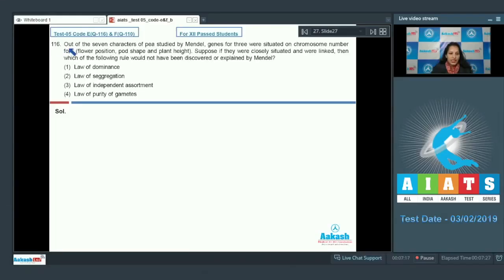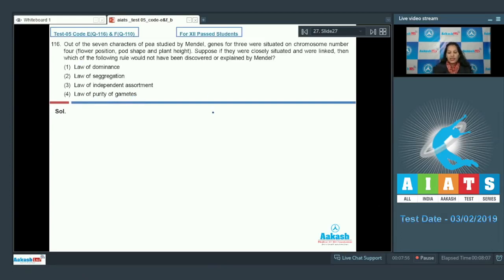Question number 116. Out of the 7 characters of pea studied by Mendel, genes for 3 were situated on chromosome number 4. That is for flower position, pod shape and plant height. Suppose if they were closely situated and were linked, then which of the following rule would not have been discovered or explained by Mendel? First option, law of dominance. Second, law of segregation. Third, law of independent assortment. Fourth, law of purity of gametes.